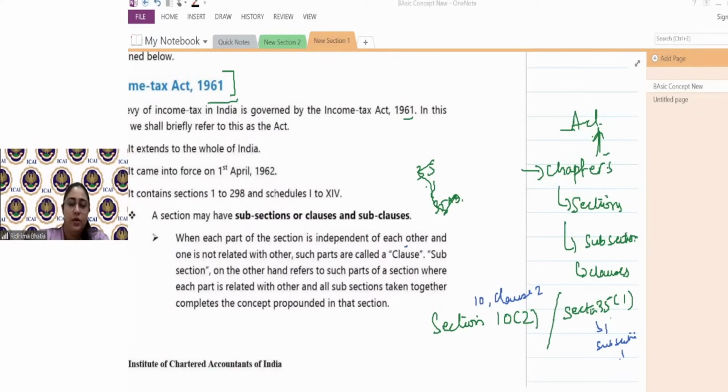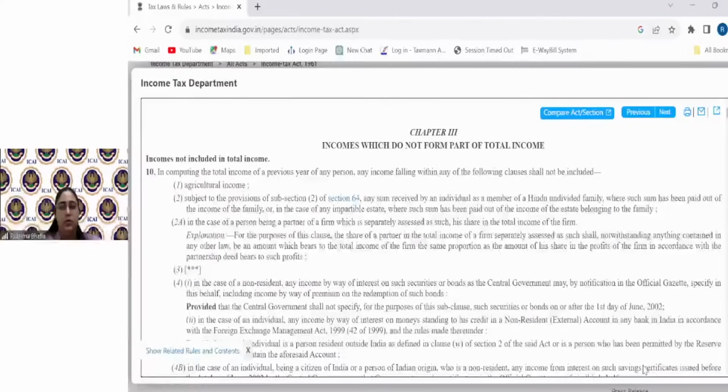Section 10. The moment I open Section 10, you will see Section 10 is part of Chapter 3. Okay. Section 10 कहाँ से start हो रहा है? Computing the total income of the previous year, blah blah. First, agriculture income. इसको मैंने कहा कि 10 subsection 1 नहीं पढ़ेंगे. इसको we will understand as Section 10 clause 1.